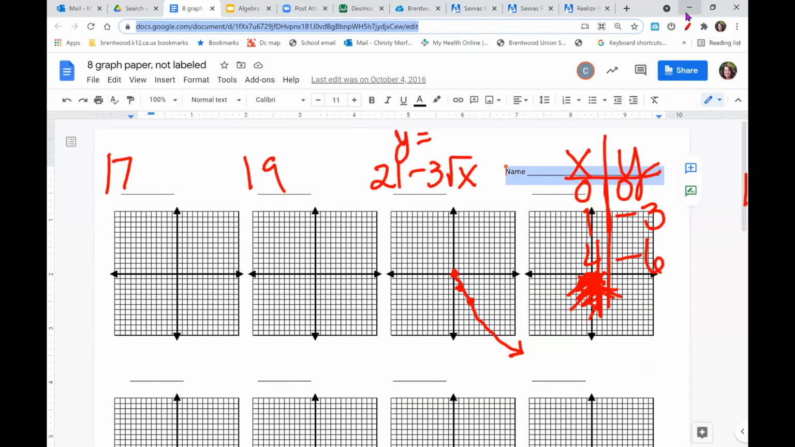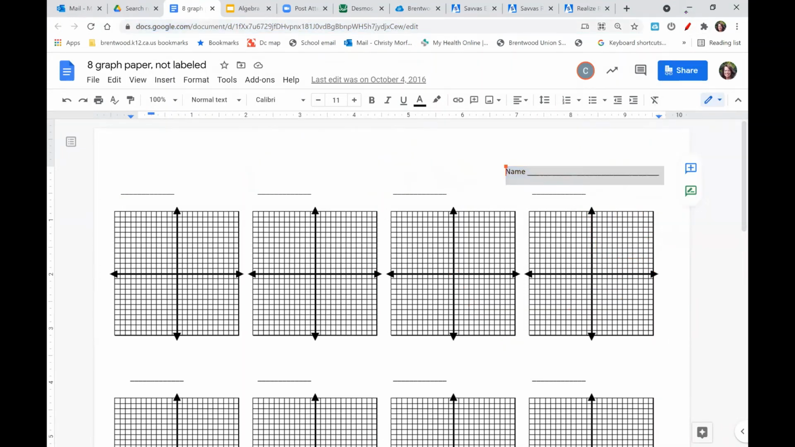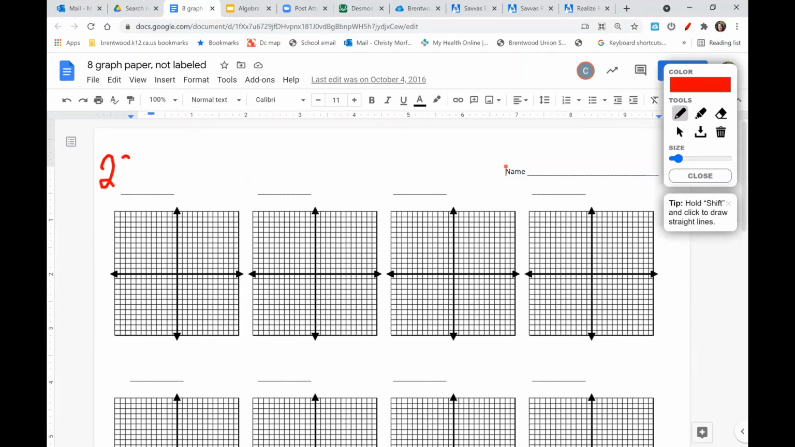Okay, so I'm going to go back to my graph paper. I am going to try to clear this. There we go. And I'm just going to do 23 here. Okay, so I don't know if I'm copying it right. It may be f of x instead of y. I don't know. But I know that this part was the square root of x over 2.